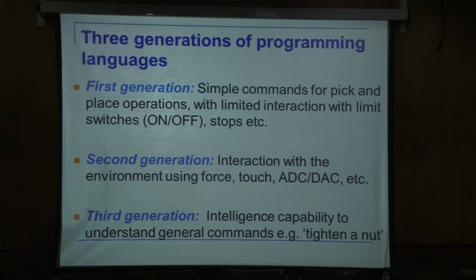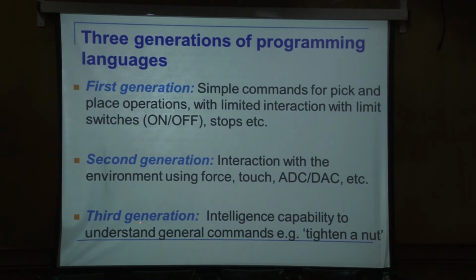Now, in the second generation languages, from about 1970s, 80s, there was more interaction with the environment. Okay? So when the interaction with the environment increased, then you needed more sensors: force sensors, touch sensors, ADCs, DSCs, vision, all that coming inside. So about 1990s, the second generation languages came up, and we are somewhere here now. So most of the robots are using second generation languages. They can interact with the world by means of different sensors.